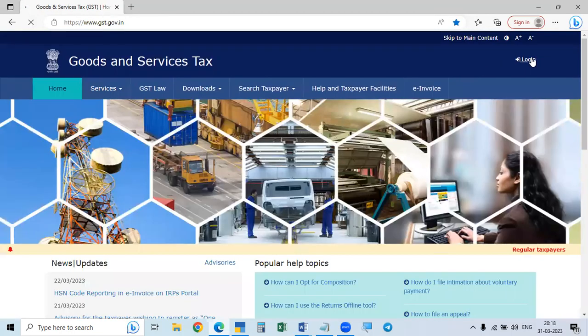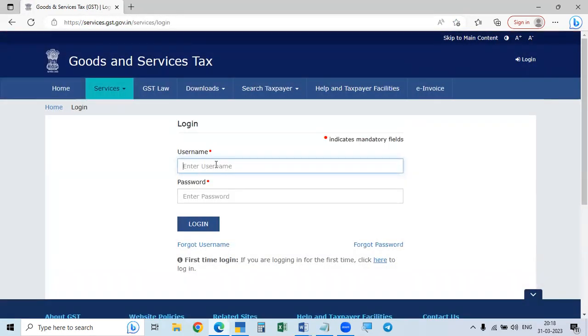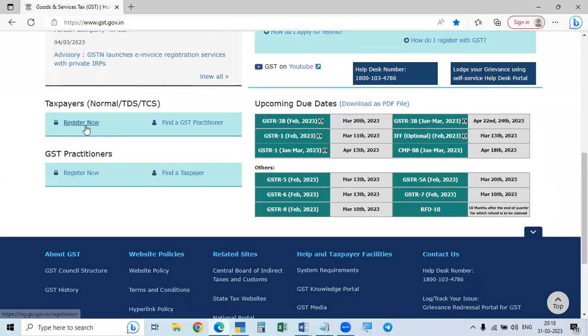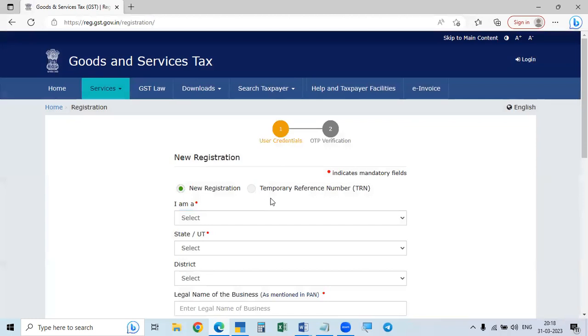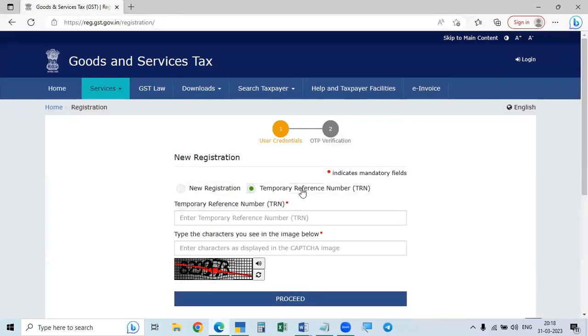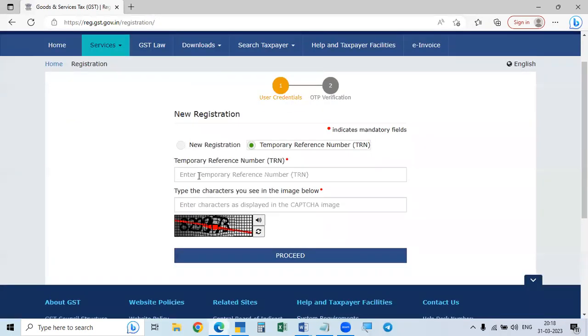With the help of the temporary reference number, we have to log in. See here, registration. If you go to the same page, here we are registering a new registration. Then you select the temporary reference number option. It will ask for the reference number, so we have to give the temporary reference number. We have to give the captcha, no password, nothing. Then proceed.